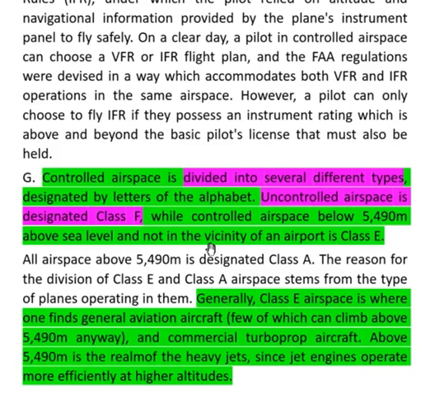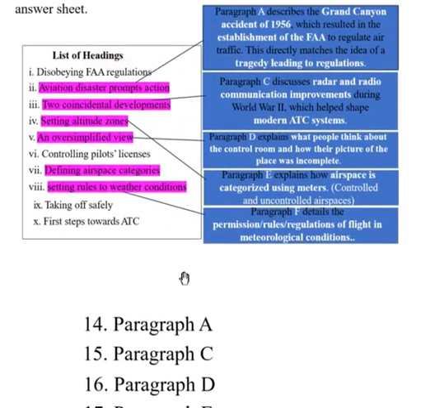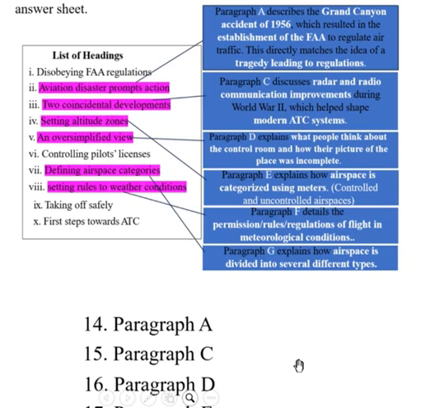You can see that for matching headings, we are expected to read the passage. Of course, how we read the passage or the paragraph matters also, so that we don't waste too much time in responding to some of these questions and finding the right heading for the paragraphs. Paragraph G explains how airspace is divided into several different types, and that is defining airspace categories, and that is Roman figure 7 for paragraph G.